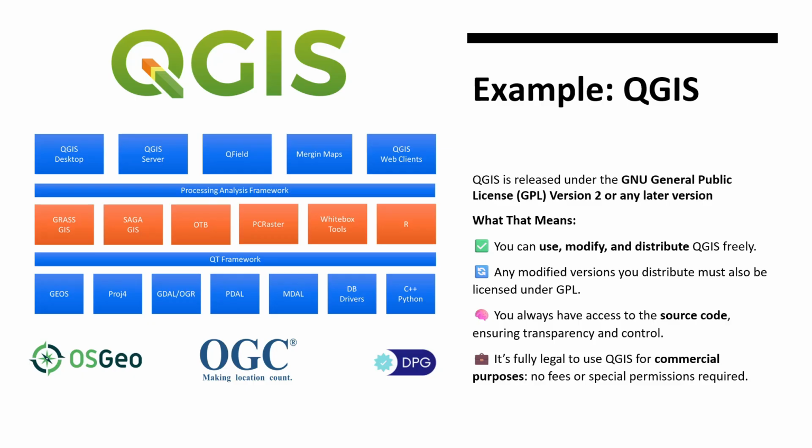QGIS proves that open source isn't just viable, it's strategic. It empowers governments, researchers, and businesses to build sovereign geospatial infrastructure, collaborate across borders, and innovate without compromise. This is what digital sovereignty looks like in action.